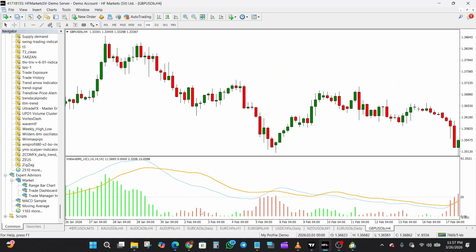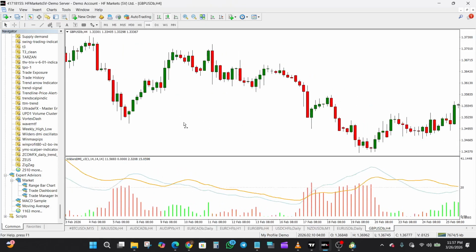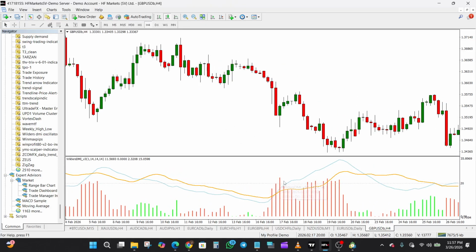So ideally, if we have strong bearish momentum, the red bars also ought to pierce above the 20 level, just like what we can see happen here. The red bars actually pierced above the 20 level. Just that in this case, we had a mixed signal because the blue line also crossed above the orange. So this wouldn't have exactly been the best time to enter a trade.